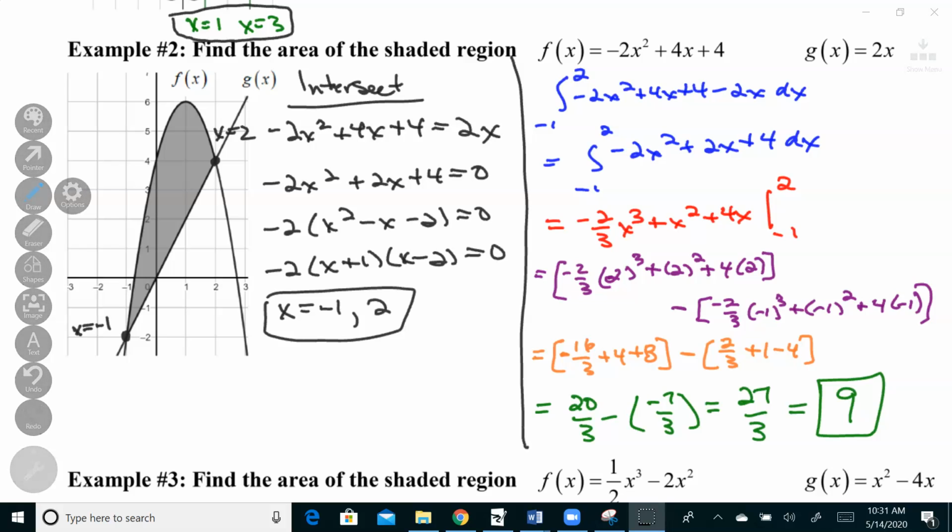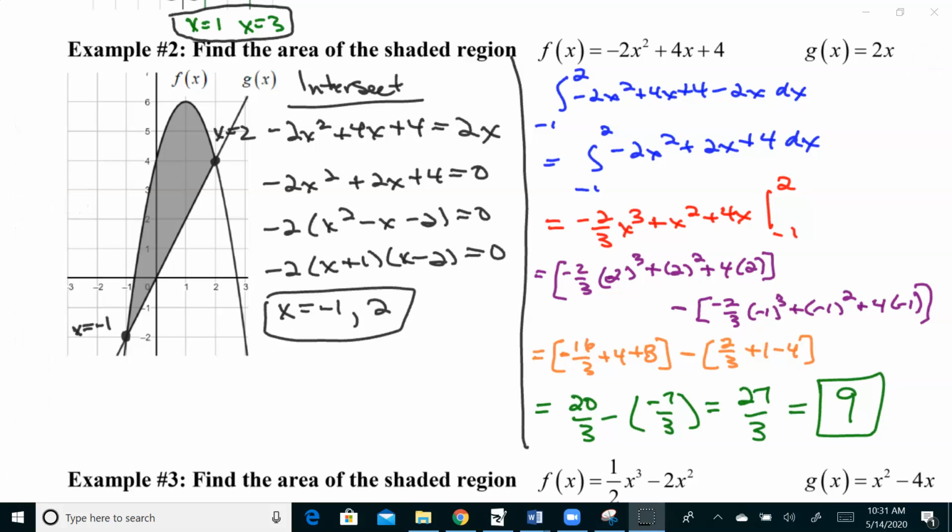The area is equal to 9. Same size as a 3 by 3 square, if you think about it. The difference in x's is 3, and the rest is 3 by 3 square. It's pretty amazing.